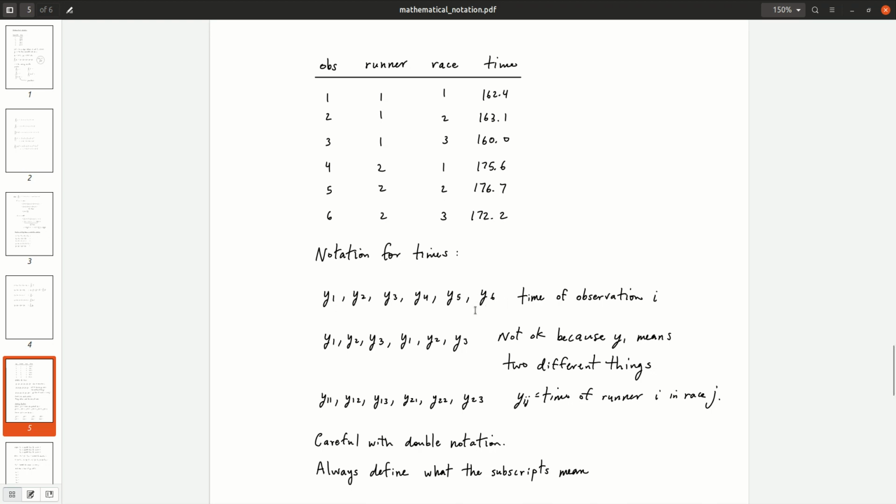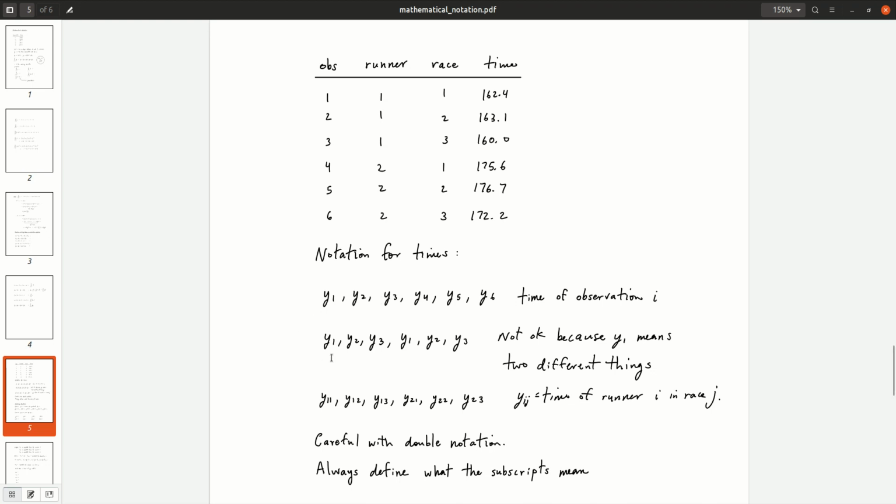So this is unambiguous because I can look in the data set. If I refer to Y sub 2, I look in the data set. That just means the time corresponding to the second observation in the data set. So if I were writing this up in a sentence, I would say Y sub i is the time associated with the ith observation in the data set. So this one is perfectly fine as long as you say what Y sub 3 means, for example.